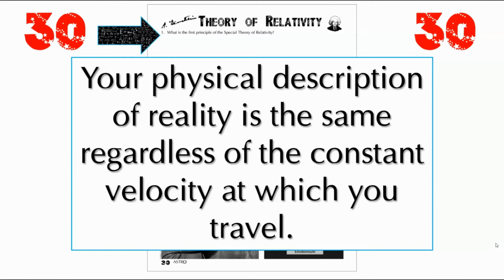If I take the measurement of my big toe and I'm moving at a constant rate, I'll always measure the height, width, length, whatever I measured of my toe to be the same. If I remain calm in all these situations, my heart rate, my breathing rate would be the same, regardless of the constant velocity at which I travel. So my physical description of reality is always the same, regardless of this constant velocity at which you travel.